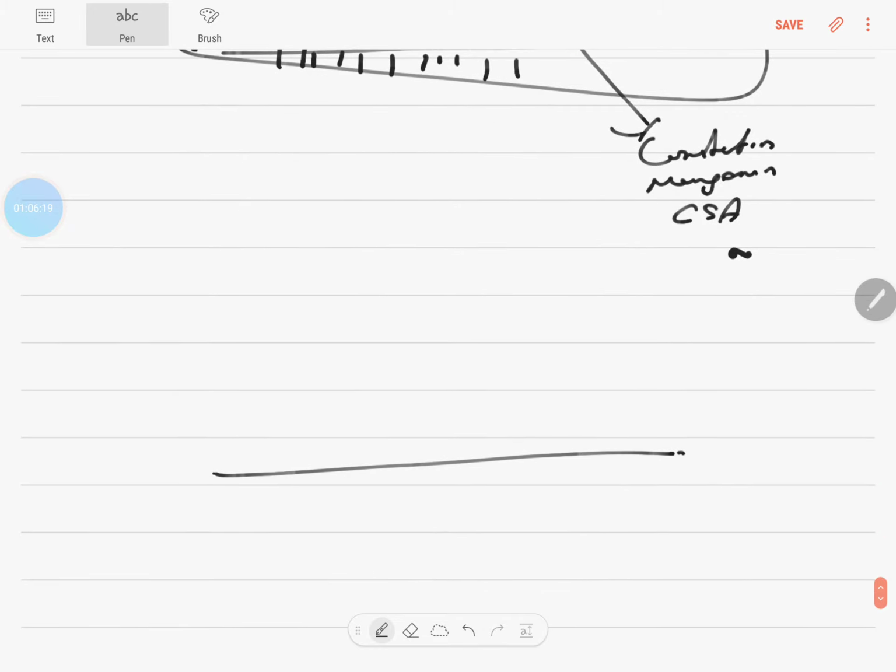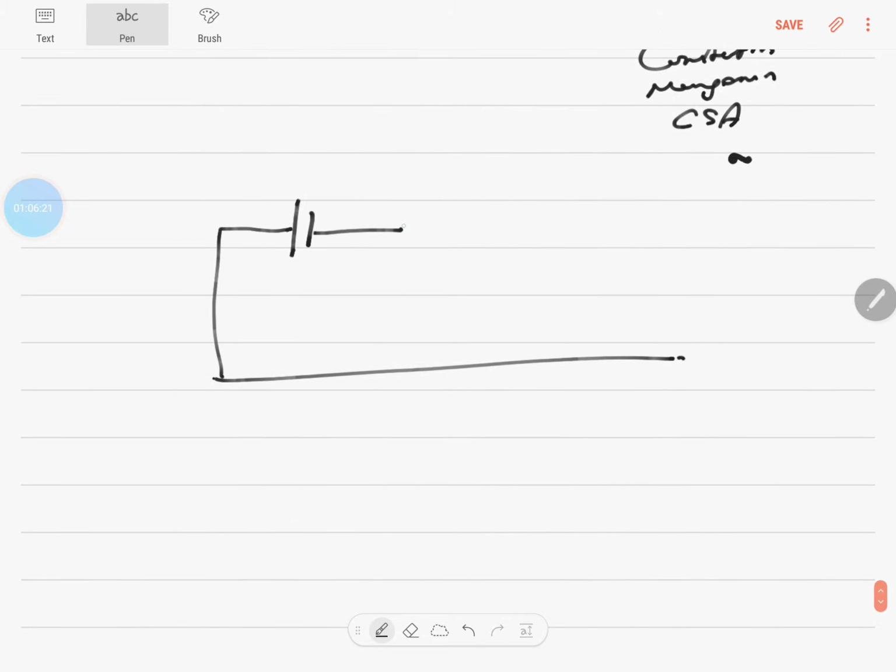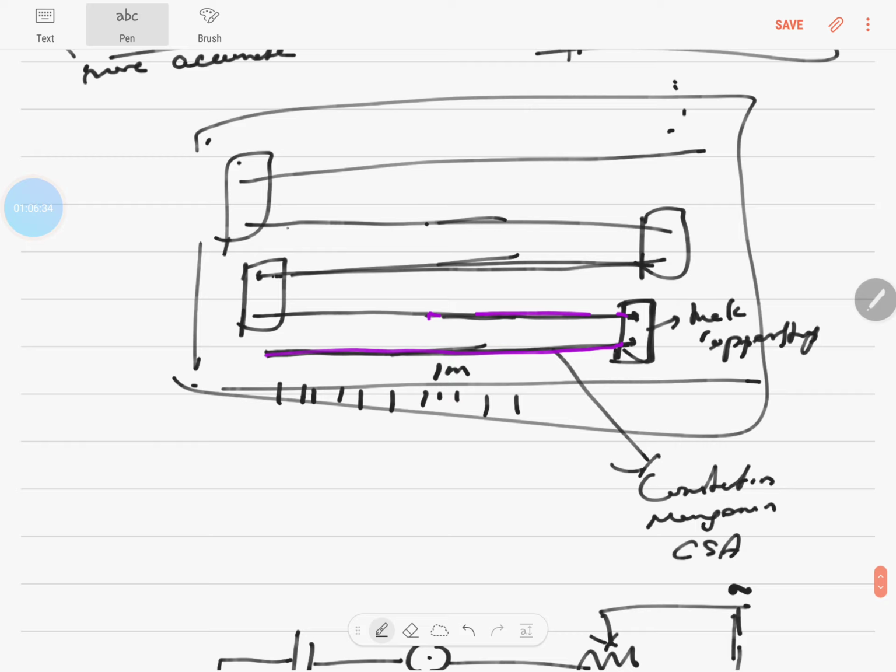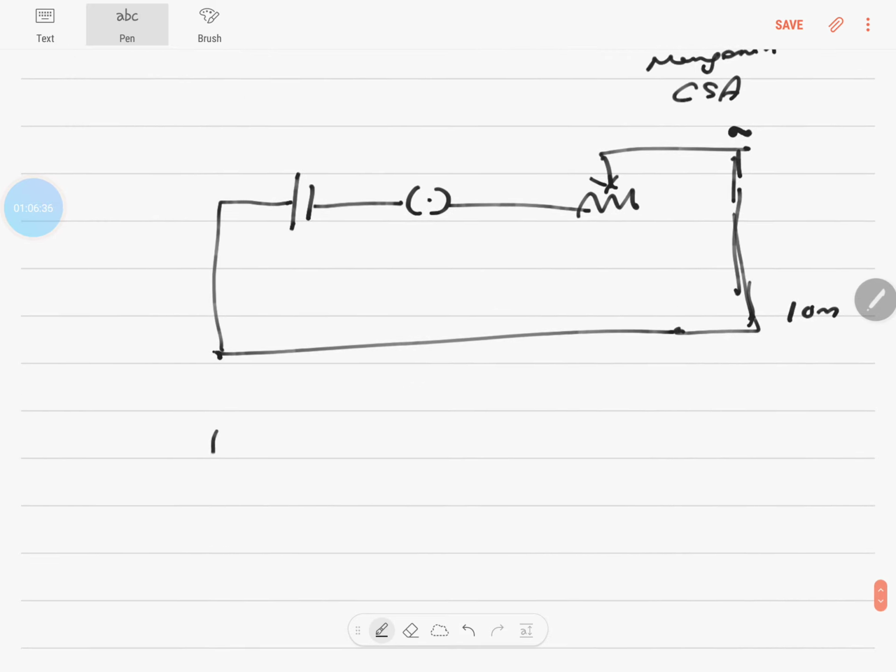So you will have a battery, you'll have a key, and you'll have a variable rheostat, and a 10 meter wire. This is a 10 meter wire. Can you imagine? It's not just 1 meter, but it is. I can't draw that, I'm not good at drawing, but this is how it goes, and this is the construction you have here.